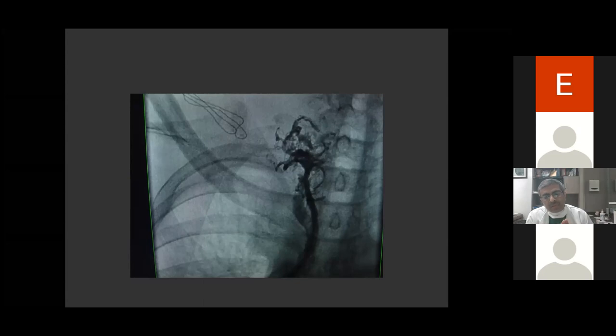He had come for a renal transplant and his left-sided femoral vein was also blocked. The right femoral vein we wanted to preserve for transplant, but all these angio shots were taken from the right femoral vein because all the veins in the neck were blocked and he had all collateral flows.